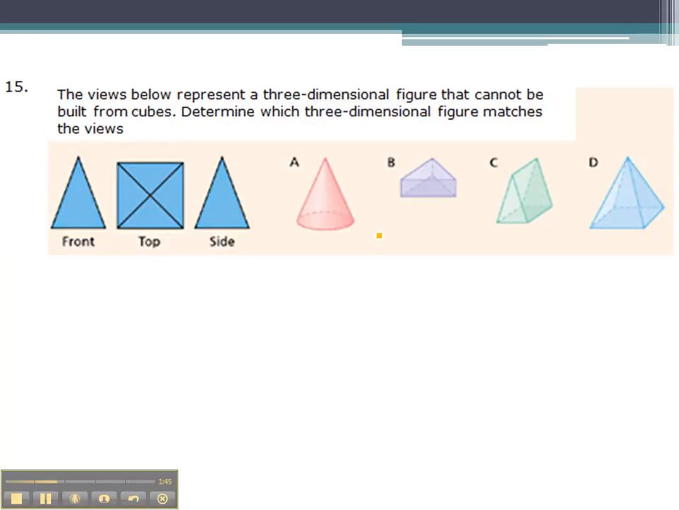Okay, problem 15. We had an exit ticket just like this. It says the views below represent a three-dimensional figure that cannot be built from cubes. Determine which three-dimensional figure matches the views. The most telling view here is the top view. If you look down at these three-dimensional figures from the top, the only one that matches that top view would be answer choice D. And then just check the front and side views to make sure they look like that. If you look from the front, you see a triangle, and if you look from the side, you see a triangle. So that all checks out. Answer choice D on that one.